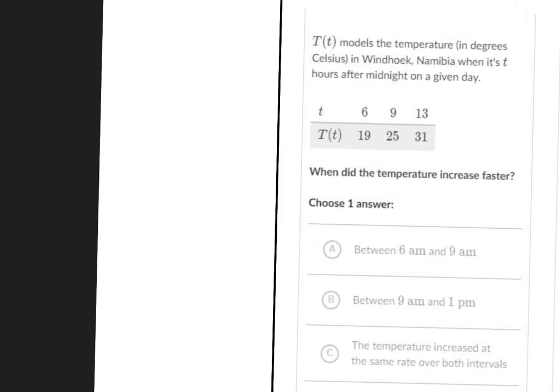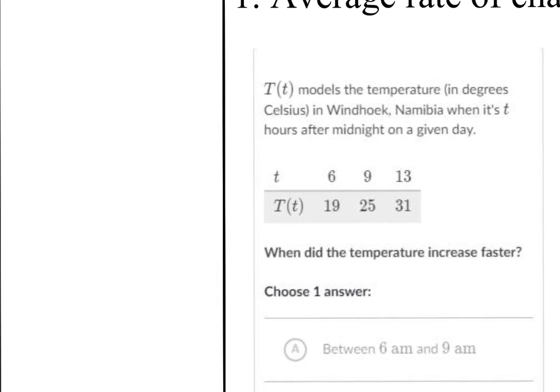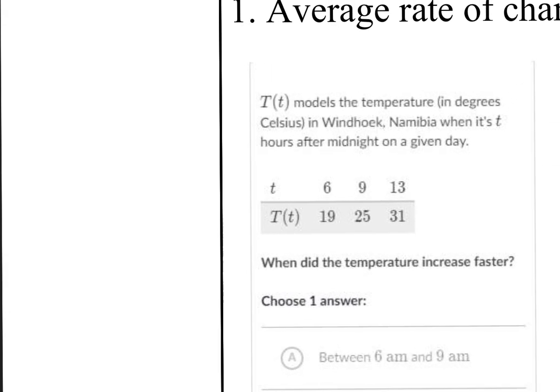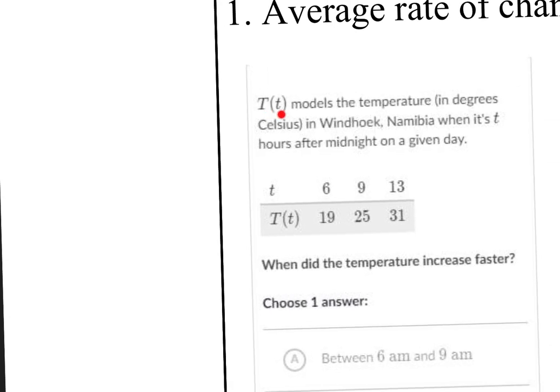Okay, so I'm going to zoom in and not even look at the answers for now. We're just going to look at the problem. It says T of t models the temperature in degrees Celsius in Windhoek, Namibia, when it's t hours after midnight on a given day. So this is t hours. Might be worth noting that this is your hours and this is your temp.